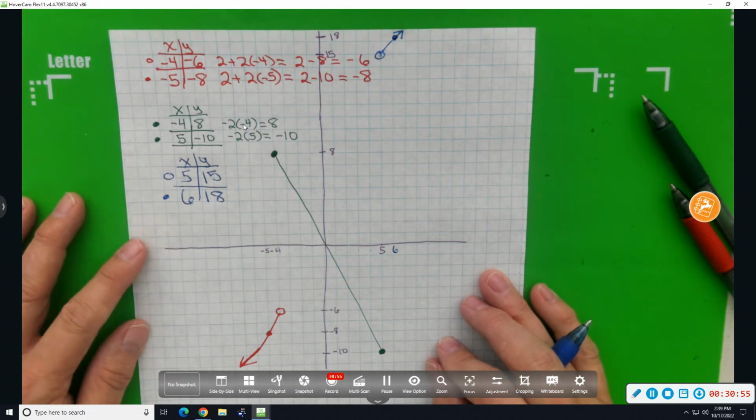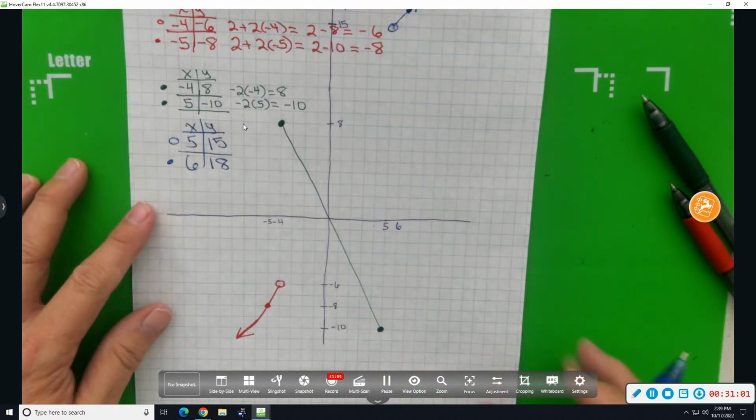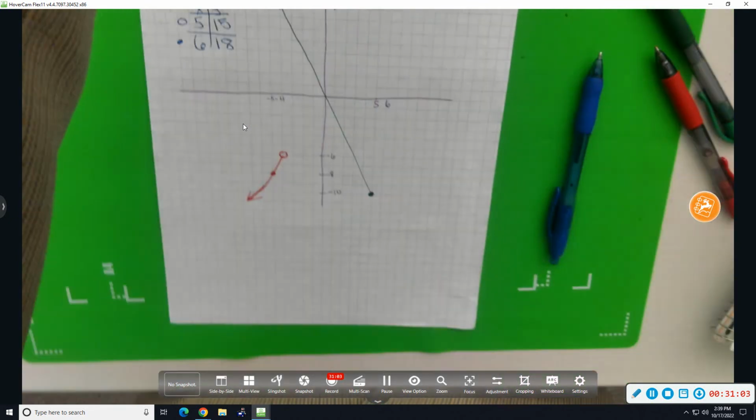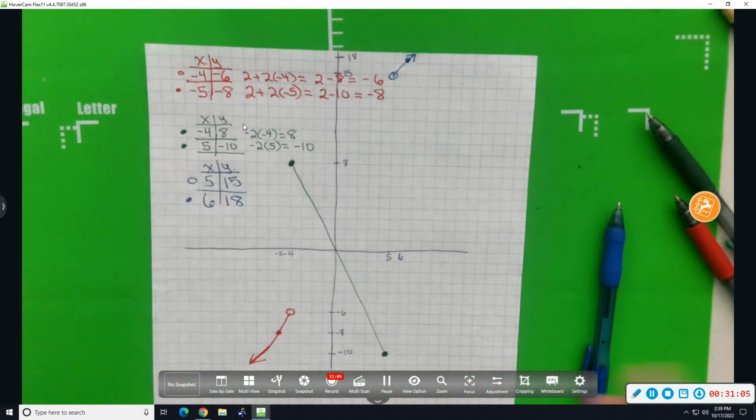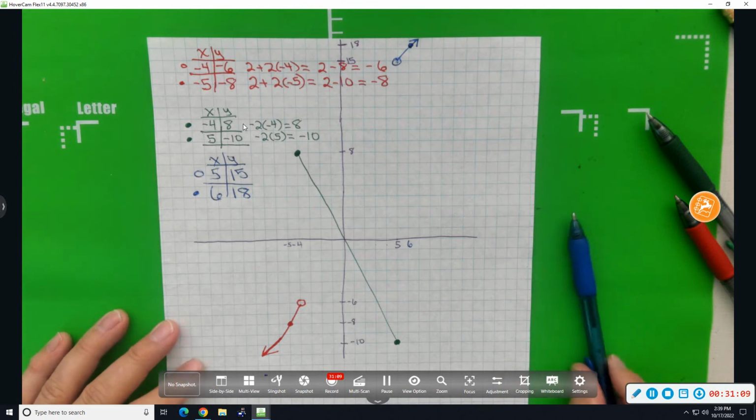Any questions there? I should have lowered my graph more. Isn't that terrible? Hold on. There, at least the whole graph fits there. Any questions?